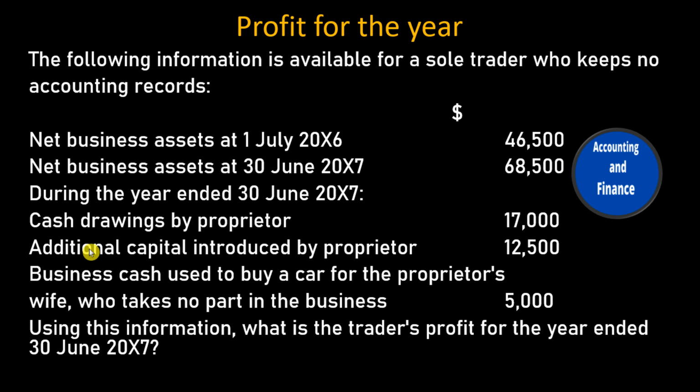$17,000. Additional capital introduced by proprietor, $12,500. Business cash used to buy a car for the proprietor's wife who takes no part in the business, $5,000. Using this information, what is the trader's profit for the year ended 30 June 20x7?